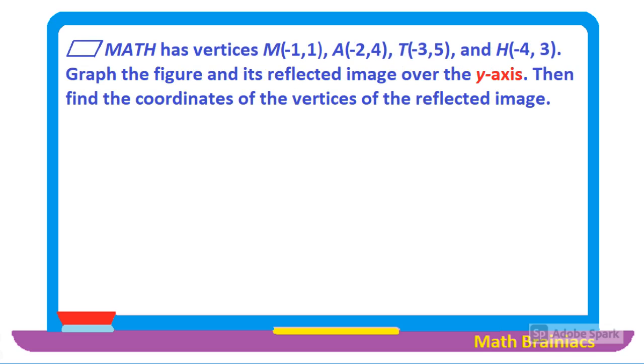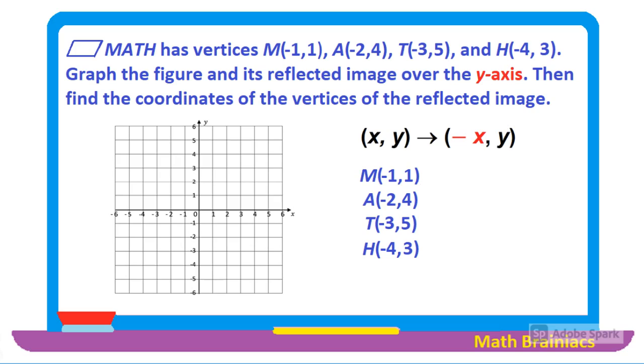Let us work on another example so that you can hit it off. Quadrilateral MATH has vertices M with an ordered pair of negative 1 and 1, vertex A with an ordered pair of negative 2 and 4, vertex T with an ordered pair of negative 3 and 5, and vertex H with an ordered pair of negative 4 and 3. Graph the figure and its reflected image over the y-axis. Then, find the coordinates of the vertices of the reflected image.